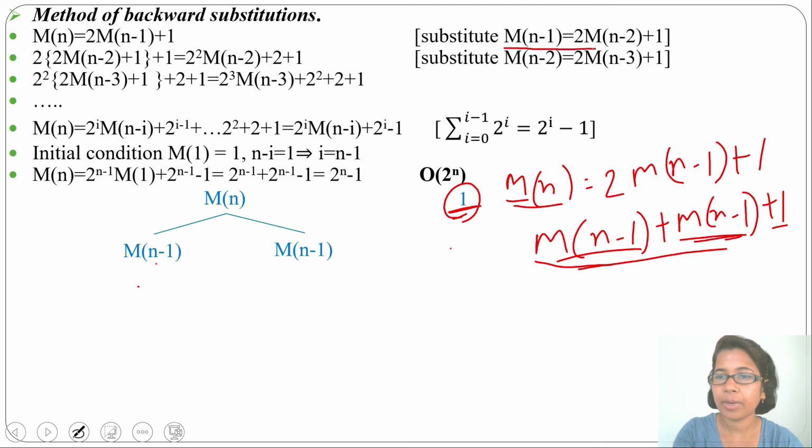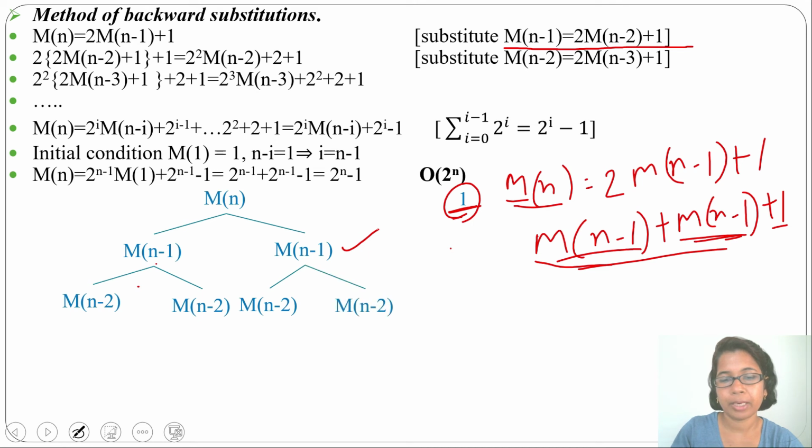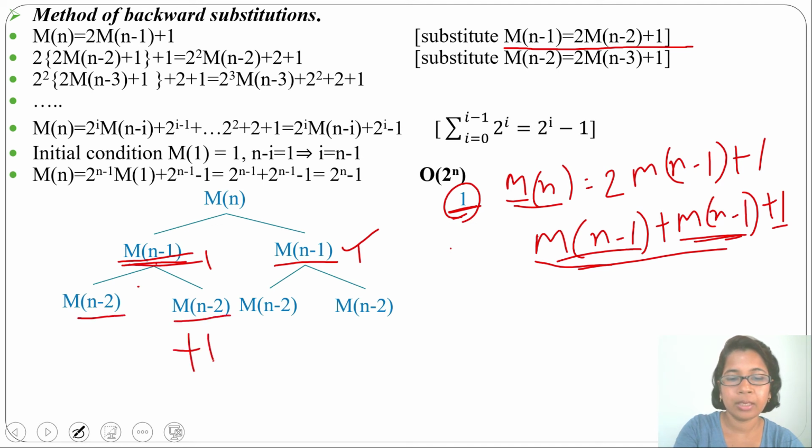Next, again M of n minus 1. Here you can see M of n minus 1 equals 2M of n minus 2 plus 1. So from M of n minus 1 we will derive M of n minus 2 and M of n minus 2. Again from this M of n minus 1 we will derive M of n minus 2 and M of n minus 2. And number of moves will be 2 for this one and for this one. This M of n minus 1 we can write as M of n minus 2 plus M of n minus 2 plus 1. So that's why there will be 2 moves.